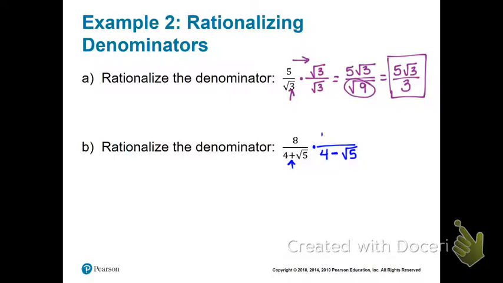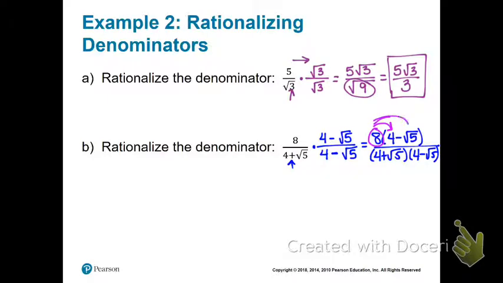What you do to the bottom, you do to the top. So we're going to multiply the top by it as well. Remember, that has to have the same thing on top and bottom. All right, so when we do this, in the numerator, we got 8 times 4 minus the square root of 5. And in the denominator, we got 4 plus the square root of 5 times 4 minus the square root of 5. So in our numerator here, we're going to distribute this 8.